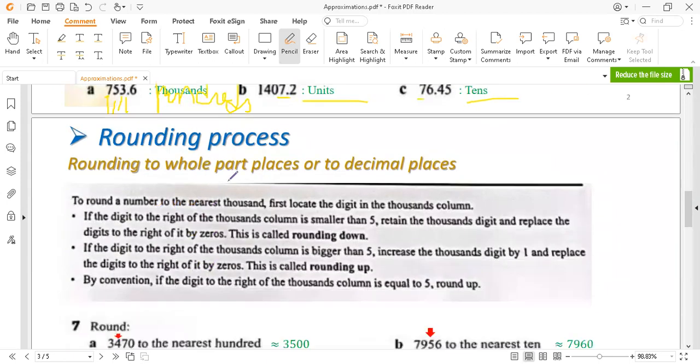Rounding process, what do we mean by rounding? We want to round to whole part places or to decimal places. So we have to round down or round up when we round a given number to the nearest given place.